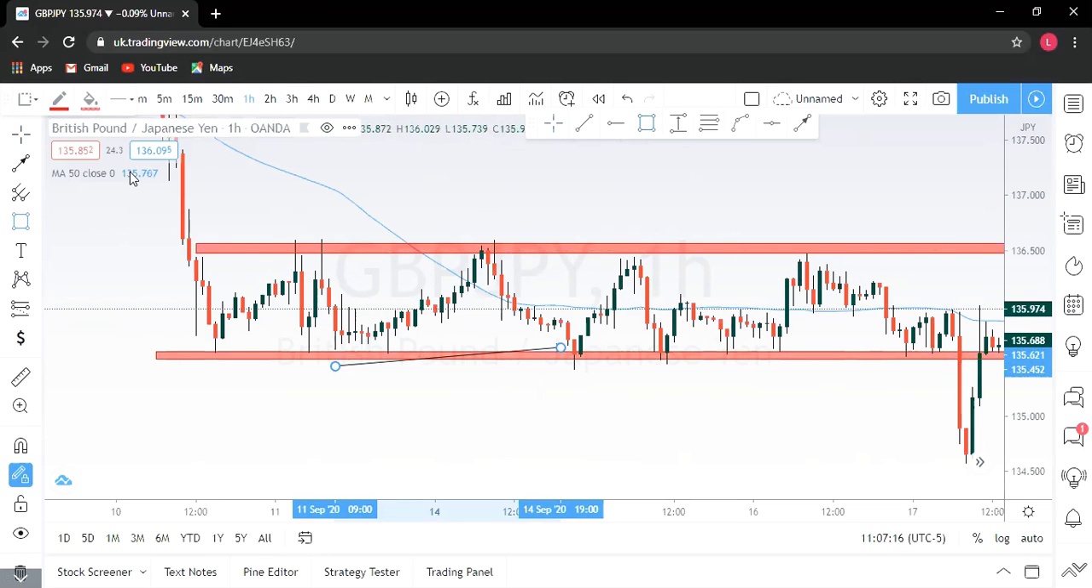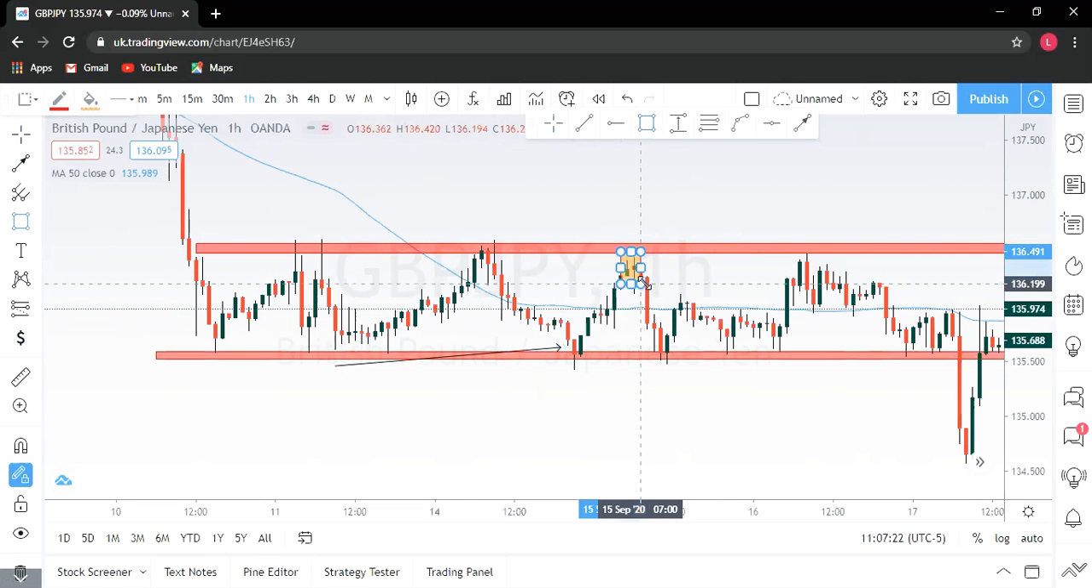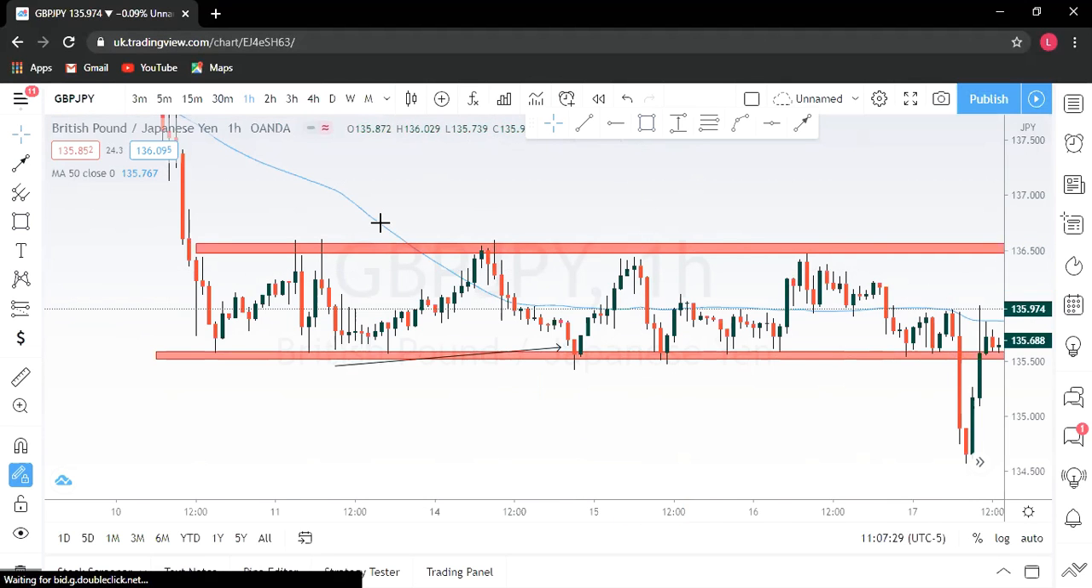So that also gives you a confirmation to do what? To sell here because of the evening star. So those are the things that give you an indication.